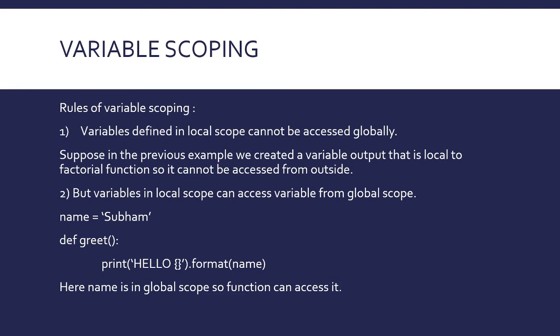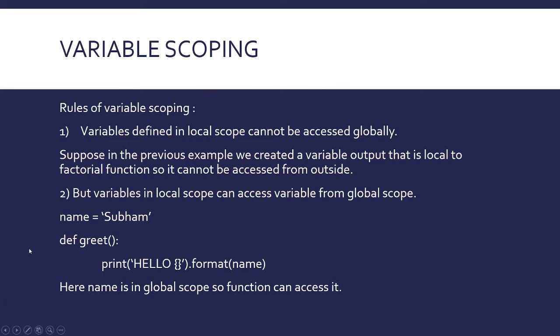So next we come to variable scoping. There are many rules of variable scoping in Python. Variables defined in local scope cannot be accessed globally. Variables that are defined within a function are called local variables, and they cannot be called outside the function, but variables that are defined in global scope can be accessed by the functions. Suppose a local variable tries to access a global variable, it can access that.